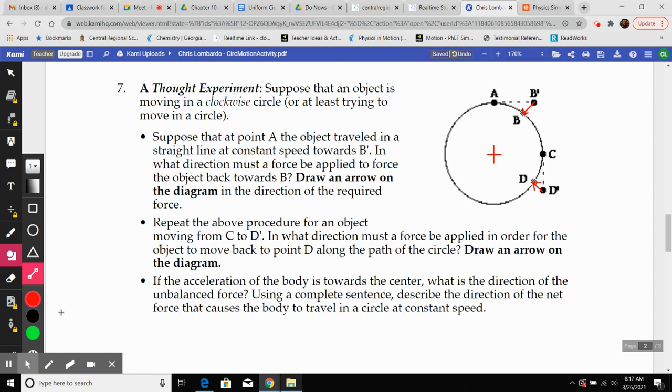If the forces, or I'm sorry, if the acceleration of the body is towards the center, what is the direction of the unbalanced force? Using a complete sentence, describe the direction of the net force that causes the body to travel in a circle at a constant speed. Well, if the acceleration is towards the center, what direction does the net force have to be? Towards the center, because the acceleration is always in the same direction as your net force. So in some form of a complete sentence, you'll write that in.